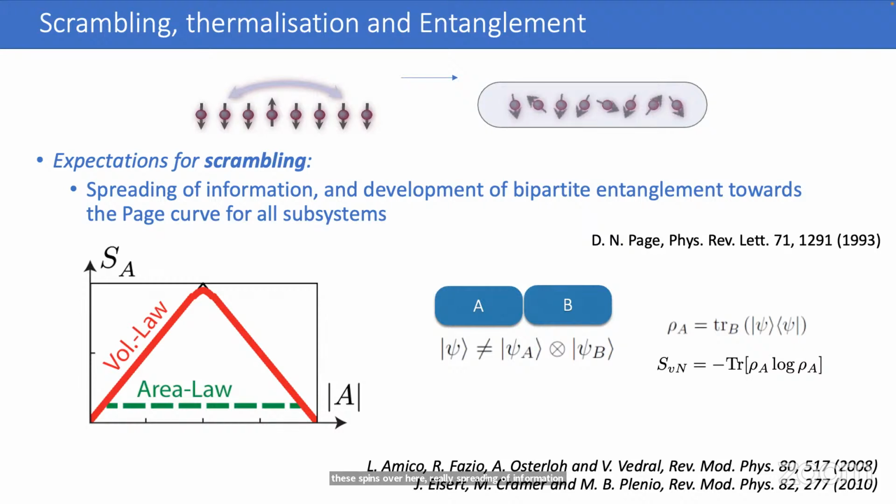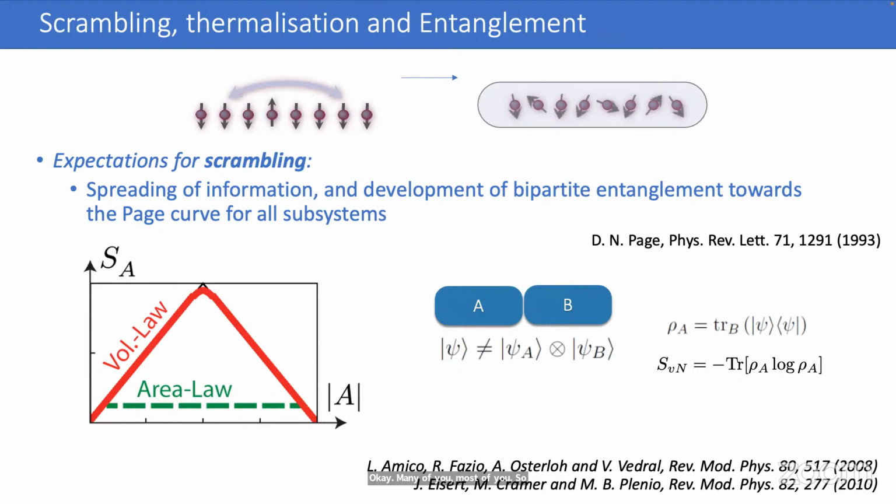And one way to characterize this is to see to what extent, for all possible subsystems, we've headed towards this Page curve that was derived back in the 1990s. This is in terms of the von Neumann entropy of entanglement. Who's familiar with that? Okay. Many of you, most of you.